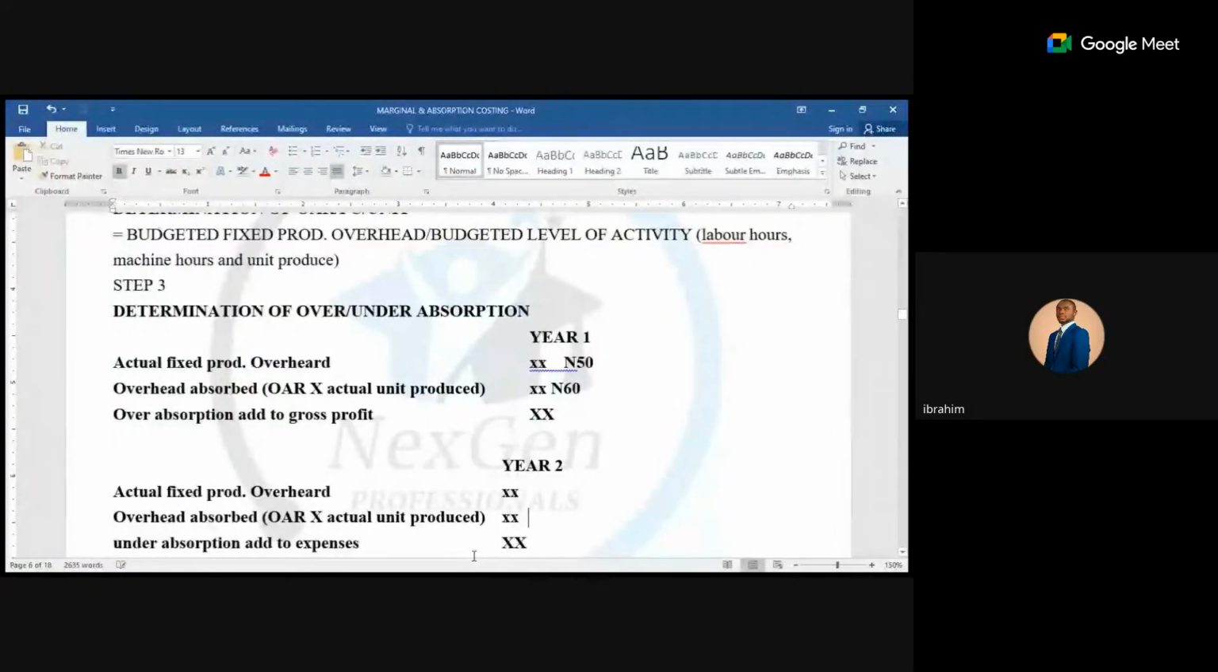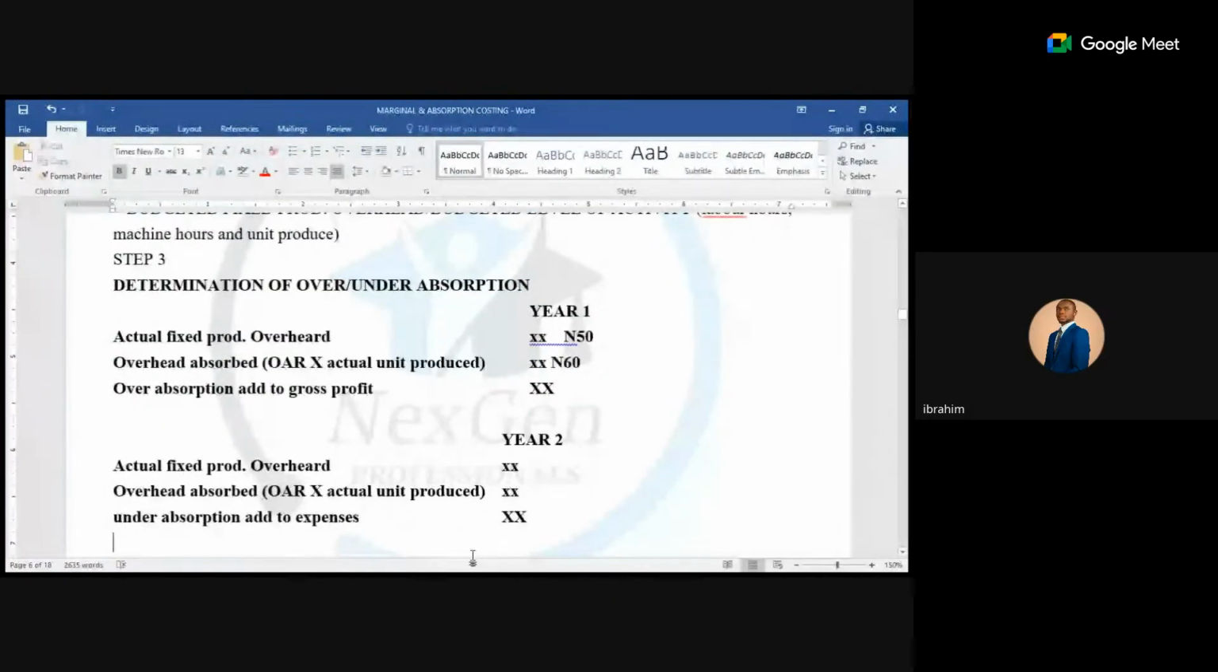Now, in another instance, class, where you have actual overhead to be 60, then we have this to be 70. Who will pay for the additional cost? Who will pay for the additional cost? It will be added to expenses. Class, the additional cost will be what? It will be added to the expenses.